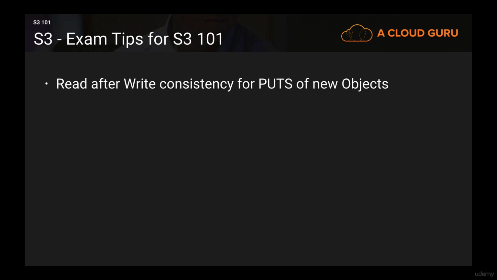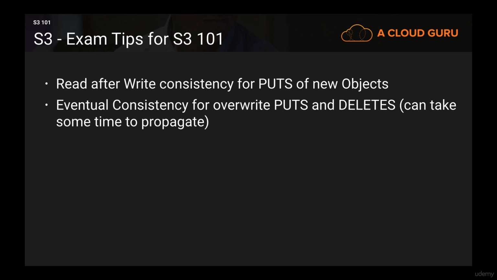Another really important thing to remember going into the exam is the consistency model for S3. When you're putting a new object onto S3, you will get read after write consistency. What that means is as soon as you put a new object on S3, you will be immediately able to read that object after you've written it to S3. How does that differ from eventual consistency for overwrite puts and deletes? All that means is if you update an object on S3 or you try and delete an object from S3, those two actions can take a bit of time to propagate.